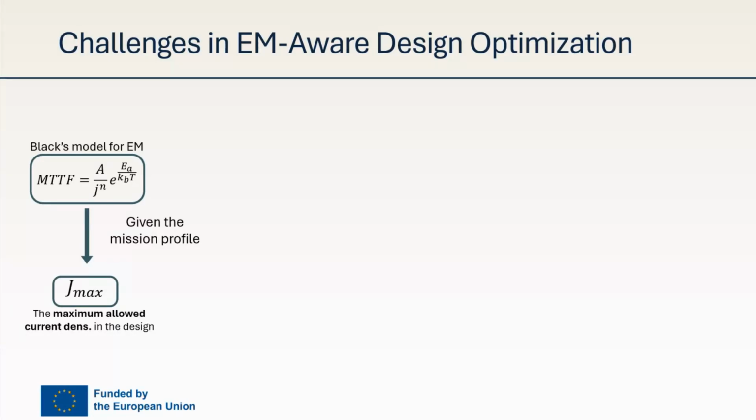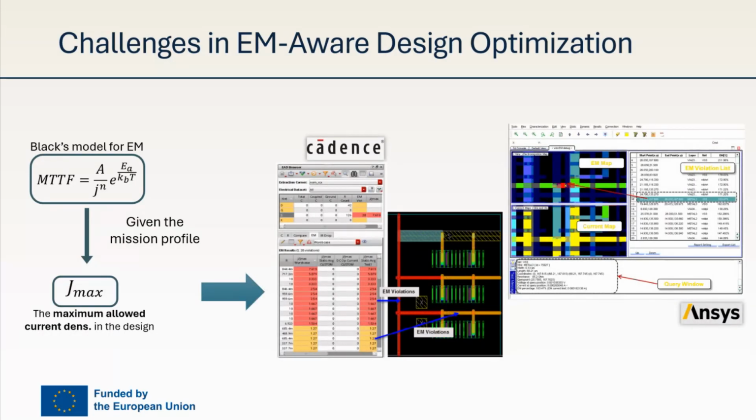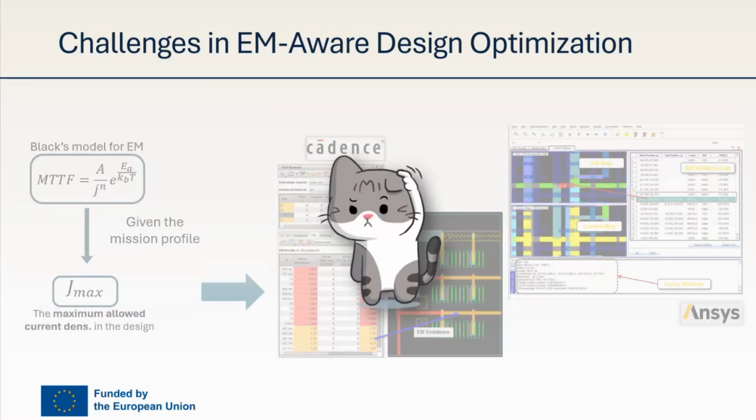So the layout engineers and sign-off engineers get this information from the design rules and check that the current density of every segment of the circuit does not surpass it. For this purpose, they use tools like Virtuoso by Cadence or Totem and RedHawk by ANSYS. In case it does surpass it, they use methods like widening the wires in order to fix the EM violations. But this method has a lot of flaws, and why is that?